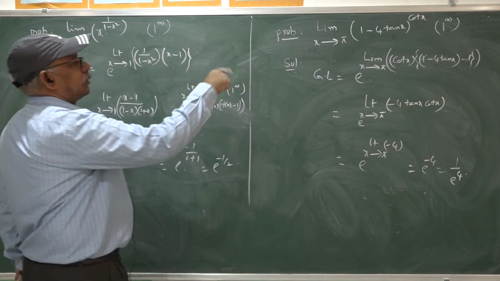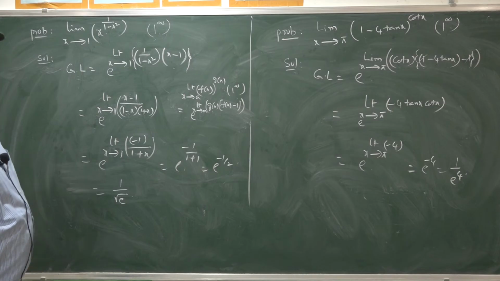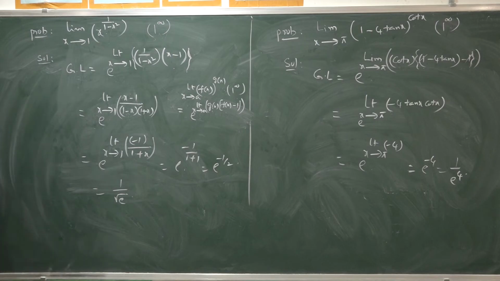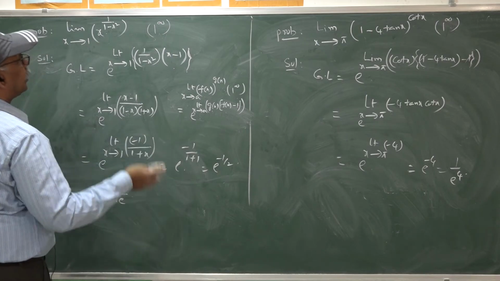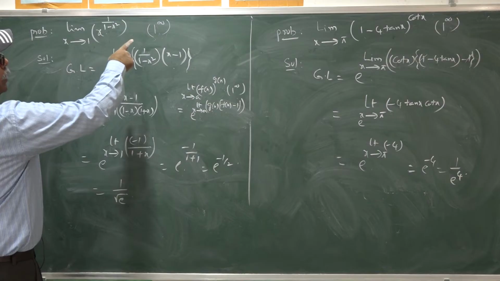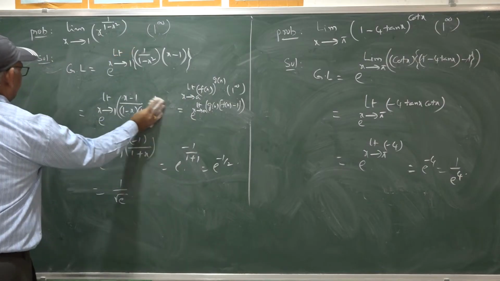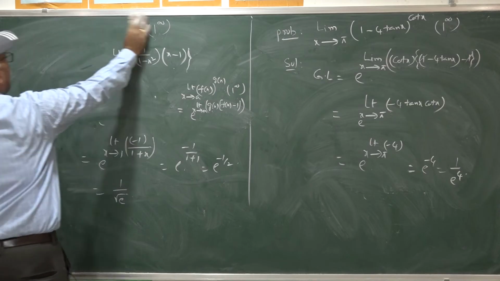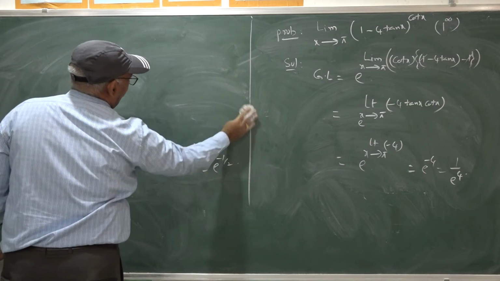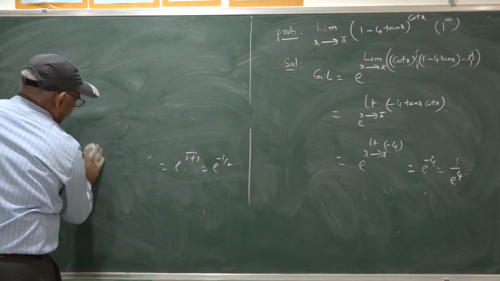So, this is the way of dealing with limits which take the form 1 power infinity. Once you put in the value by the direct substitution method, once the limit takes the form 1 power infinity, go through this formula. They come under special limits.